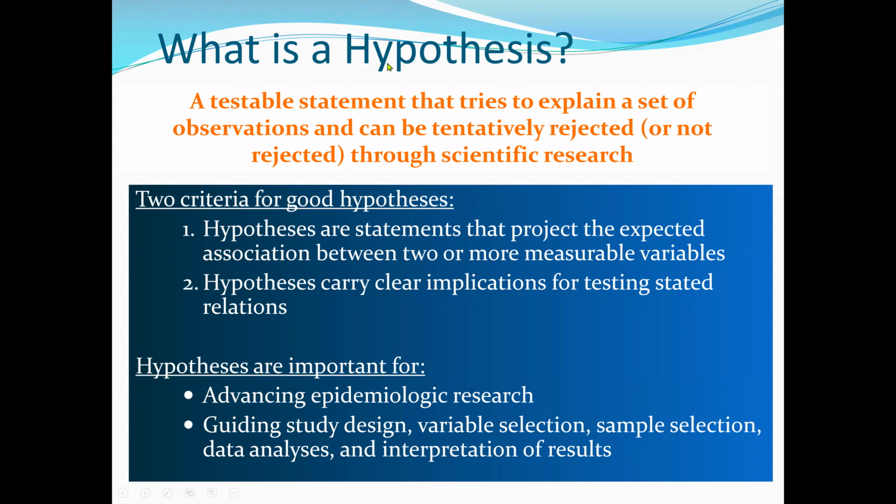So next we ask, what is a hypothesis? A hypothesis is a testable statement that tries to explain a set of observations and can be rejected or not rejected through scientific research. So a hypothesis is more or less like a question, but it's a statement. And normally we have two types of hypotheses, the null hypothesis and also the alternative hypothesis.